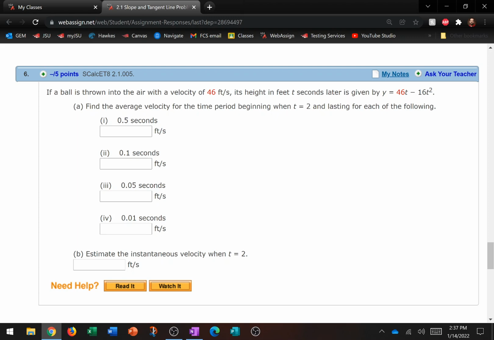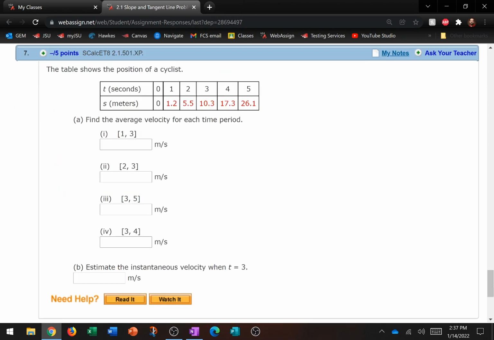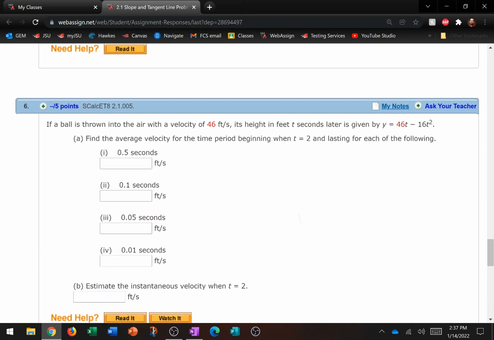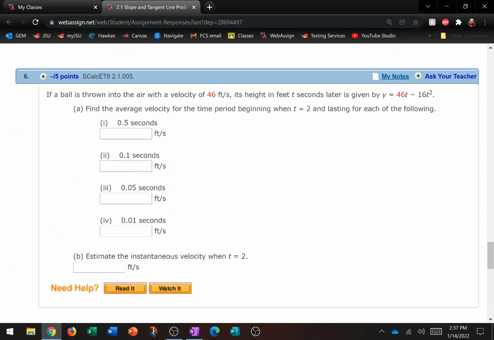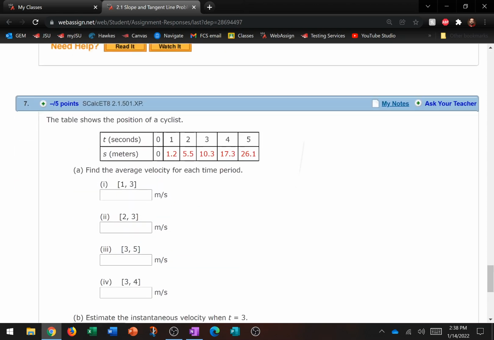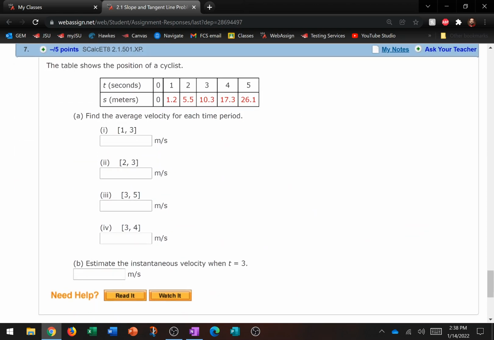And 6, I think I've only got 7. Yeah, no, there's several steps on each one. You're not going to have like 50. This one's really similar to the one with the dropping the ball. This time we're throwing it in the air. Gives you the equation there. Seven gives us a table.